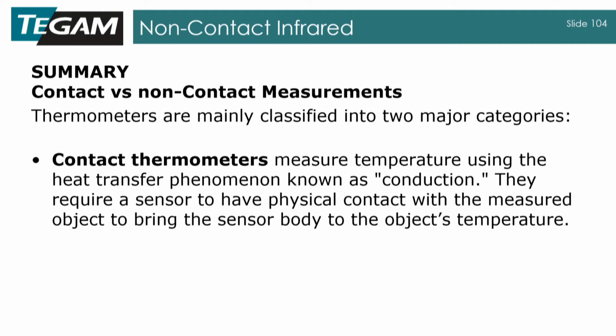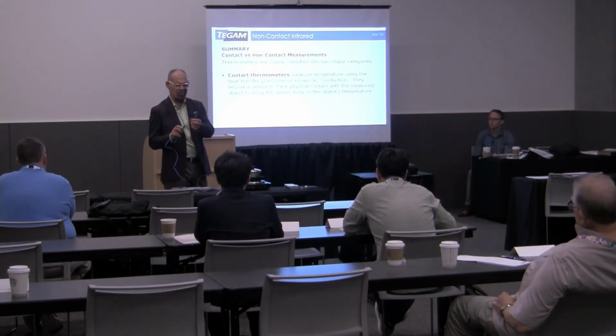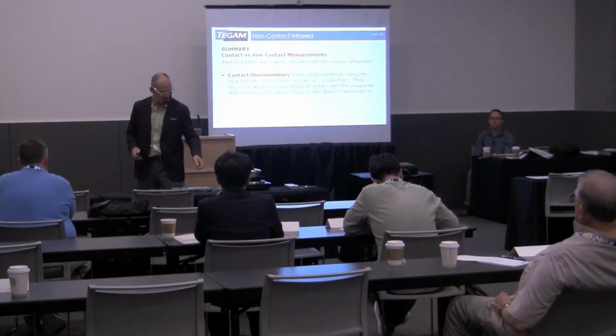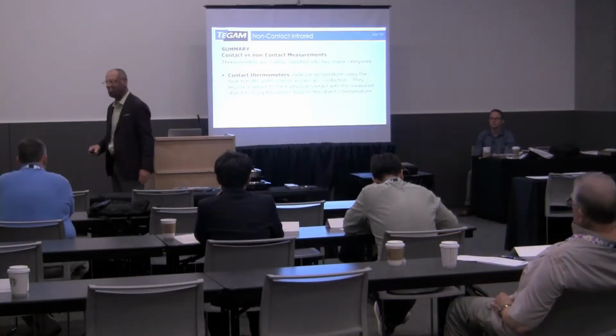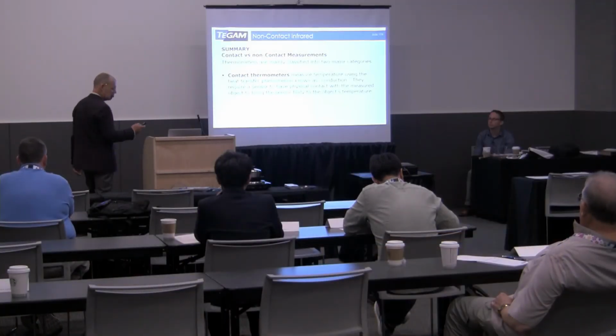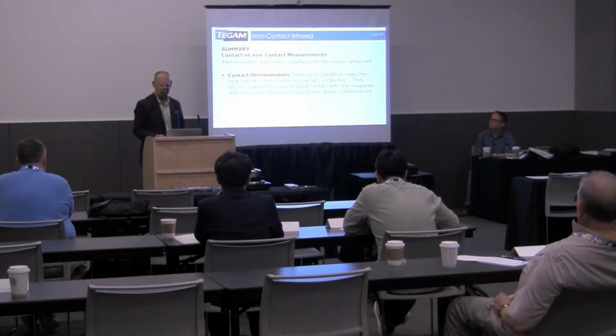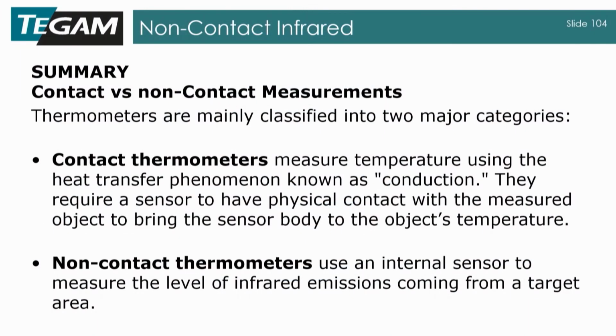We have a probe up here that's a hypodermic probe, so at the end it has a very small tip, and that's where the sensor is. That can very quickly come up to temperature, as opposed to something like this immersion probe, where you've got quite a bit of mass on it. And of course, the non-contact thermometer uses an internal sensor to measure the level of infrared emission.